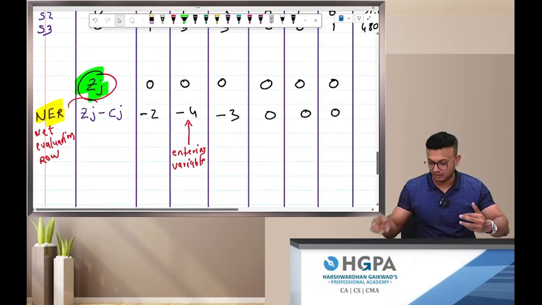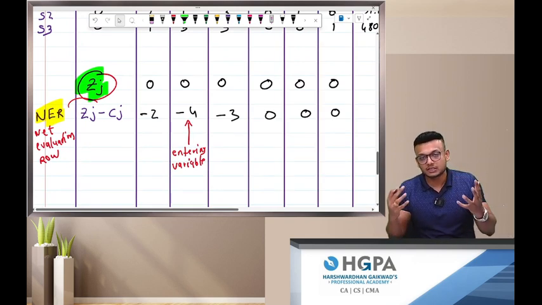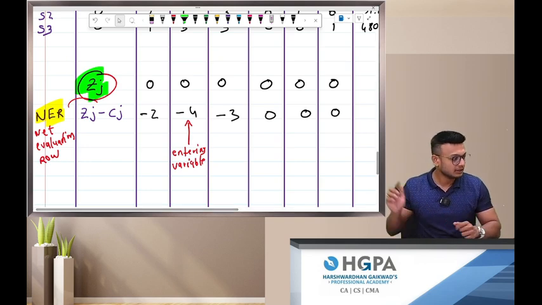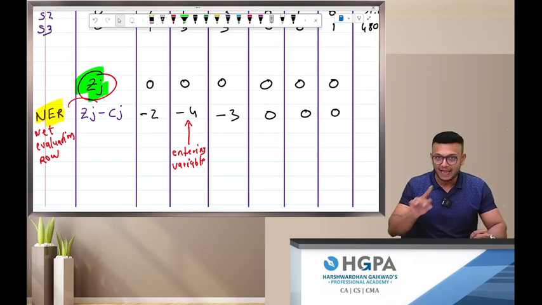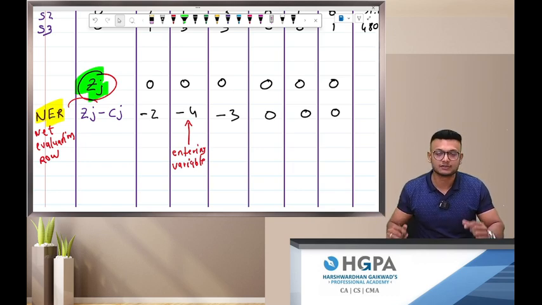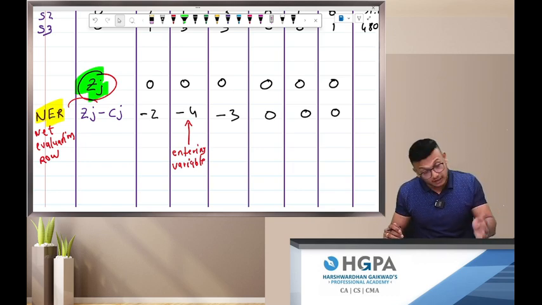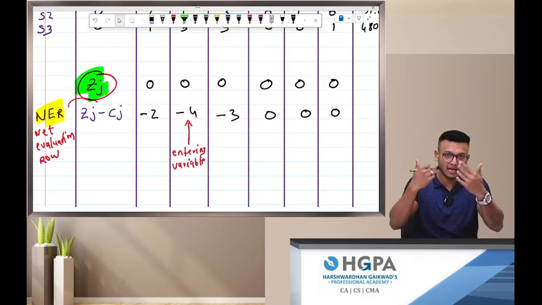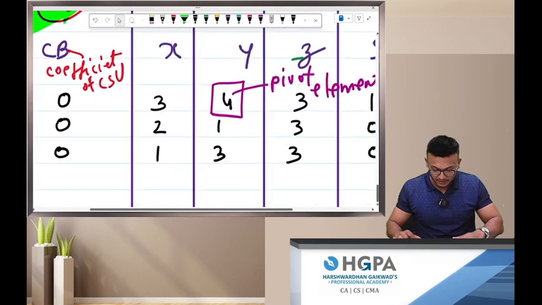So how to find out in the simplex method whether the solution is optimal or not? Very simple. Look at the net evaluation row, or Zj minus Cj. Everything should be positive. Sir, this is not optimal because there are negative numbers in that. Yes, so this means the solution is not optimal. If the solution is not optimal, to make it optimal, I've told you the rule. The rule is like this.